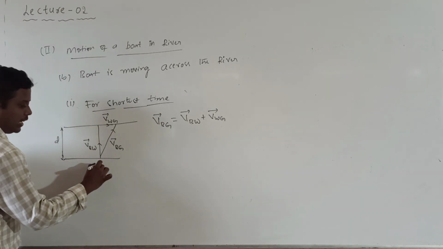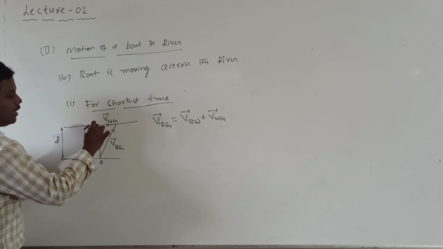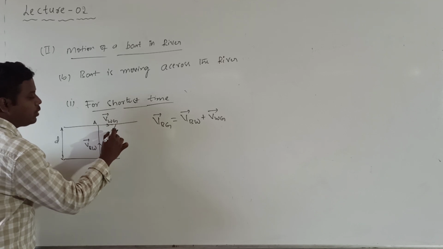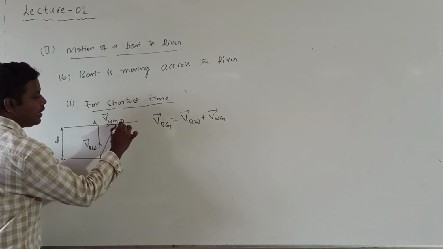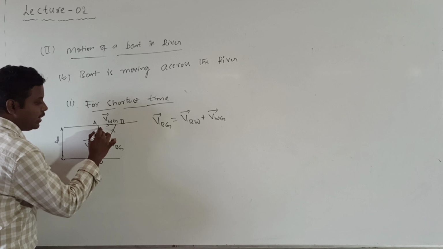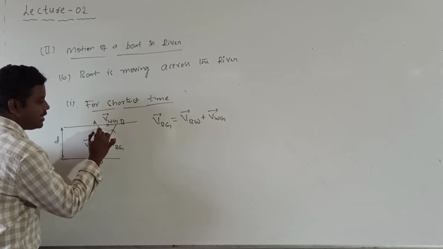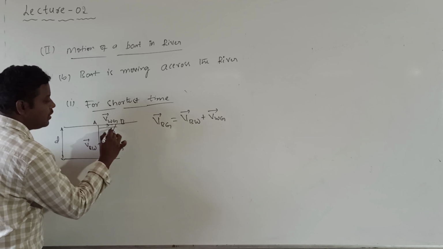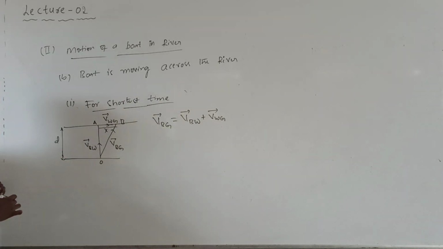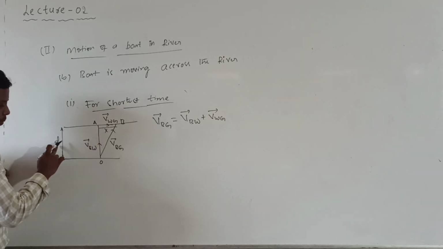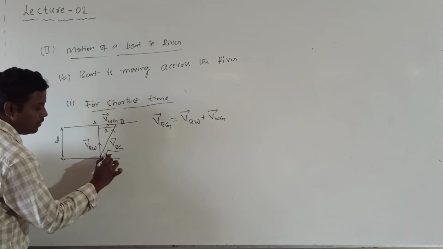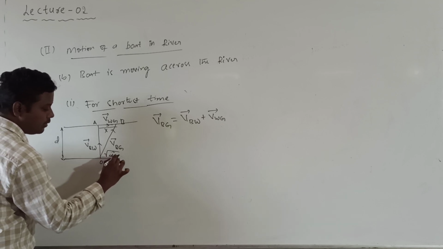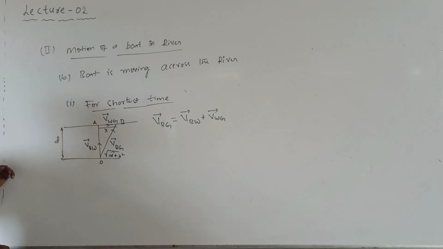So actually the boat started its journey from here. It wants to travel along the direction O to E. But because of the flowing of water, it could not reach E. It will reach B. There will be a drift, a displacement. The distance traveled by the boat along the direction of river flow is called drift. Let me call this value x. If this value is x and this value is d, then the displacement will become root of d square plus x square.